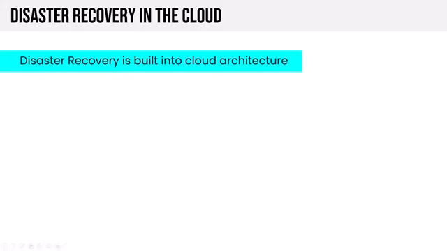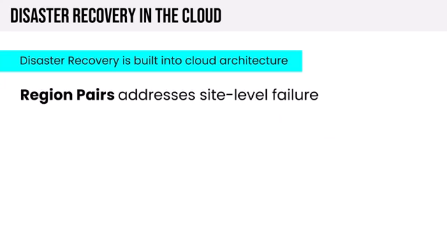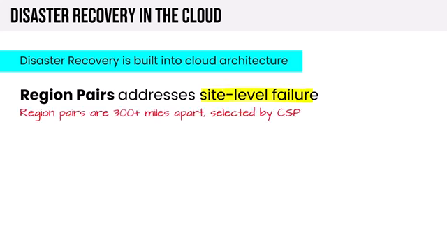Disaster recovery is built into cloud architecture, and there are some concepts we covered earlier that come into play here. Region pairs address site-level failure, so we could lose an entire region, like West US, for example. And region pairs are 300-plus miles apart. They're selected by the CSP to ensure that a disaster doesn't impact both the primary and the backup.